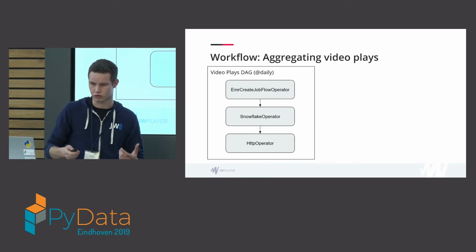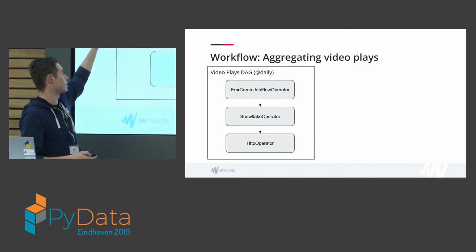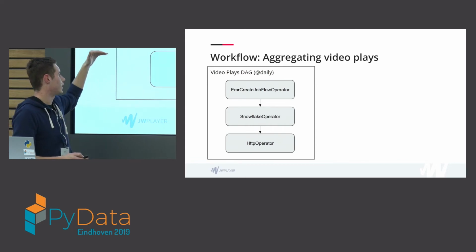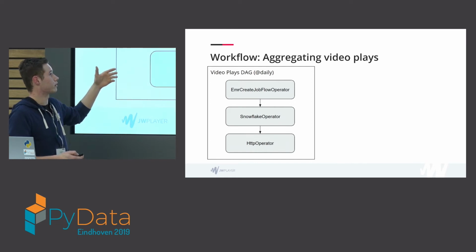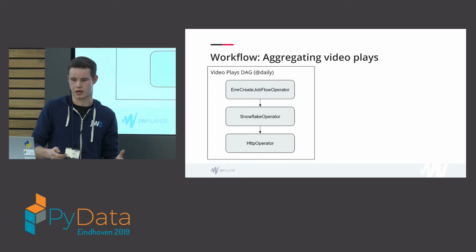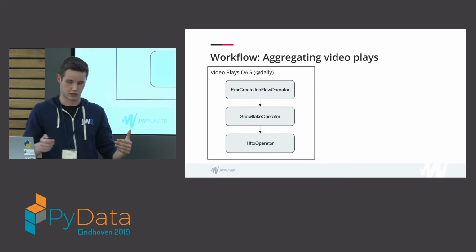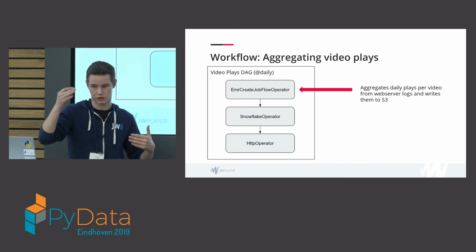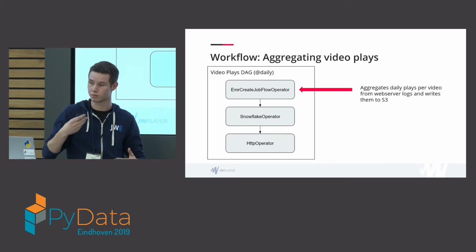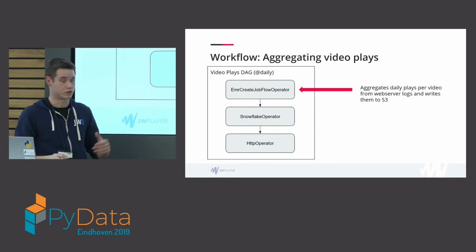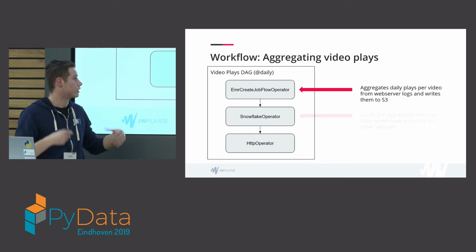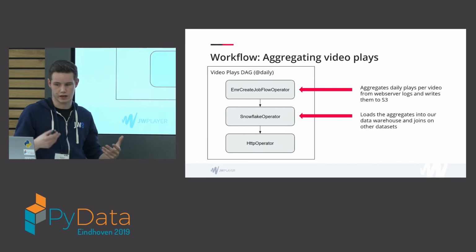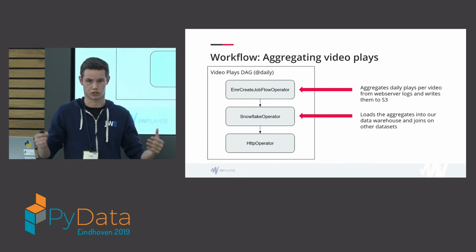More concretely, here I have an example. We have a DAG that runs on a daily basis, and this DAG's goal is to aggregate video plays for the analytics API. One way that you can do this is you can launch an EMR cluster to analyze all the telemetry that you get from the player in order to count the number of plays per video. This might be the first step in your DAG. After that, we can add another step that loads the aggregates into our data warehouse, after which it is queryable.